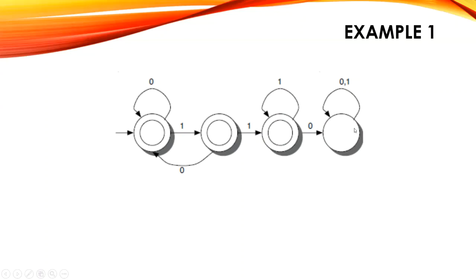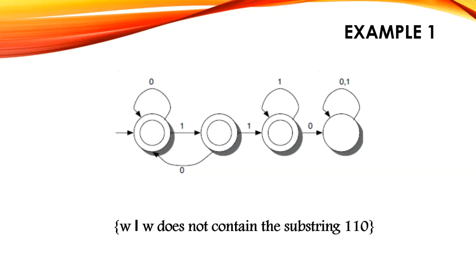So which pattern will go to this trap state? By disregarding some loops, the result is 1, 1, 0. It means if the string contains 110, it will go to a trap state. Therefore, the accepted string is a string that does not contain the substring 110. If we have 110, it will go to the trap state.